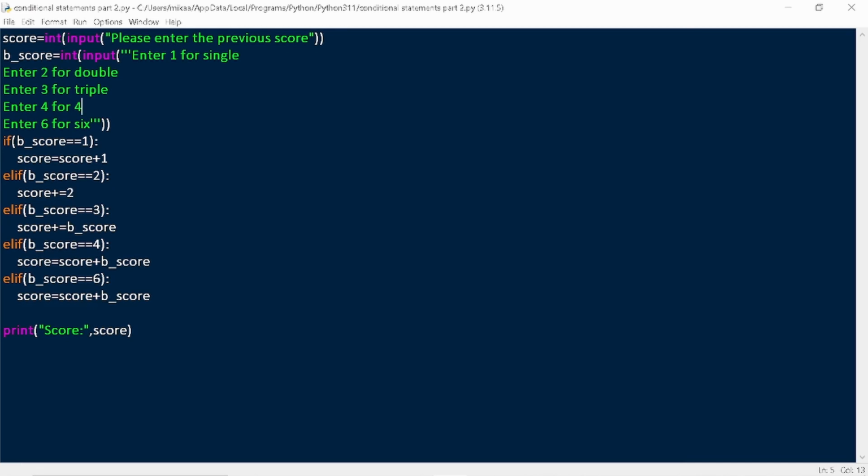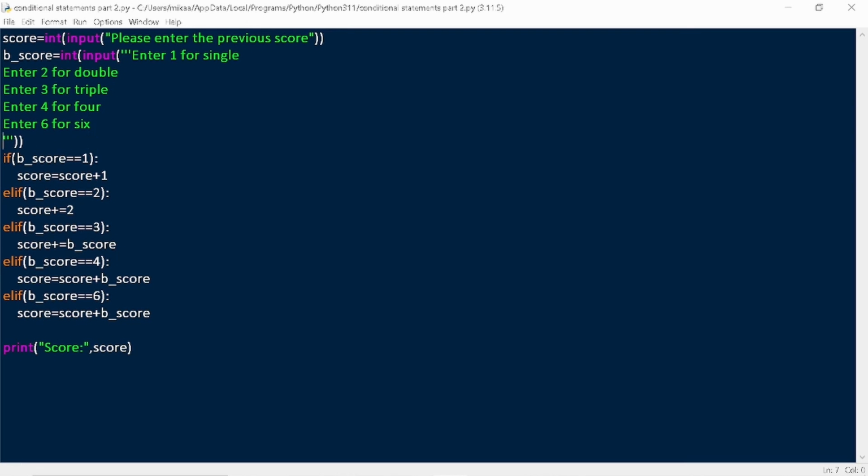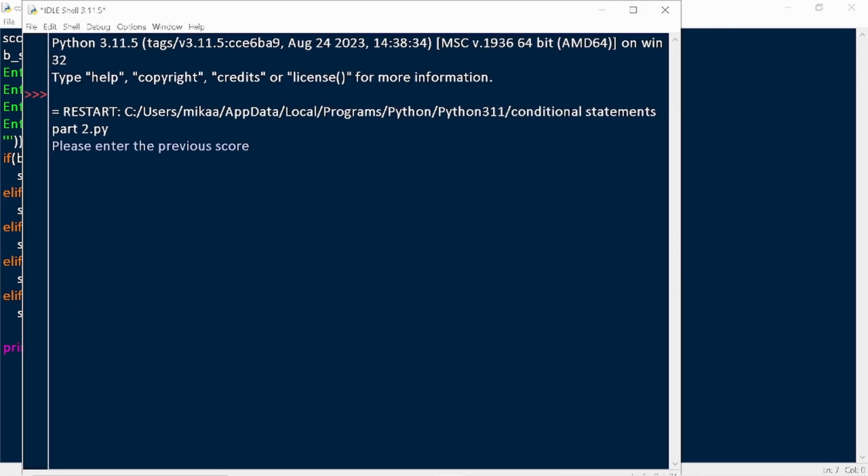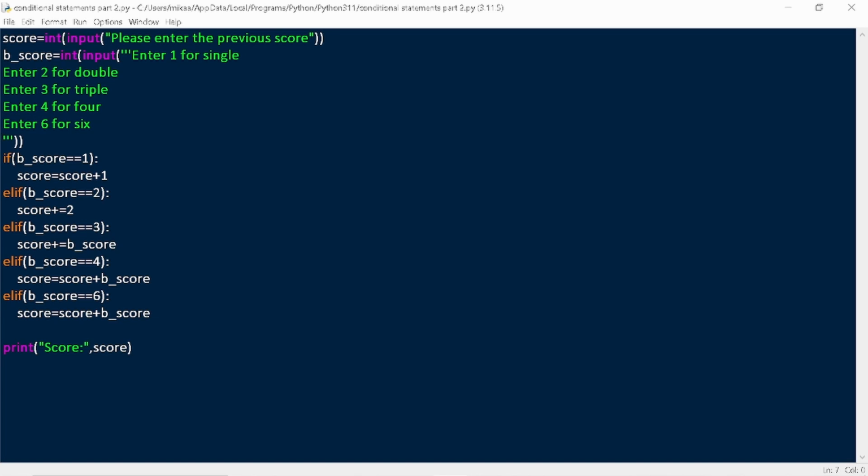Here I should write 4, and here it should be enter so that the input is on the next line. If I write 154 over here and enter 6, now this 6 is on the next line. Let me change it to 3. So 157 is the score.